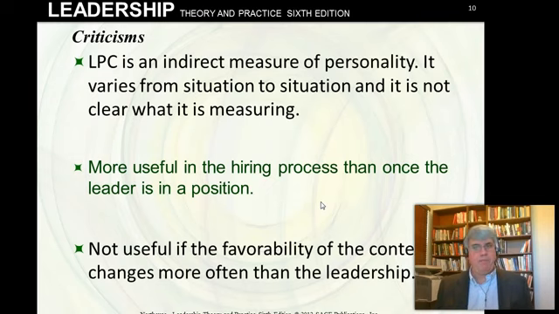But a lot of people would rather try changing the favorableness of the situation rather than resign, and most organizations don't want to continually be changing managers and supervisors. And so we can actually say that it's not useful if the favorability of the situation changes more often than the leadership. If you want people to be in a position for at least 2-3 years, this theory only works if you know what the situation will be for those 2 or 3 years, if it's fairly stable. And in the changing environment of organizations today, that might not be a very good assumption.